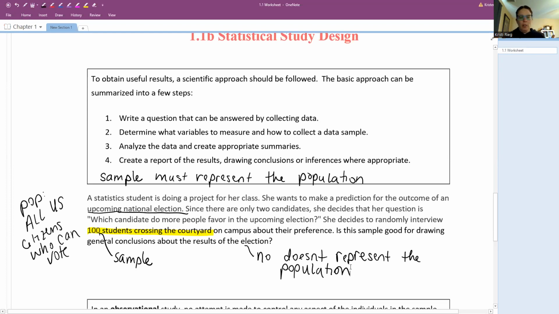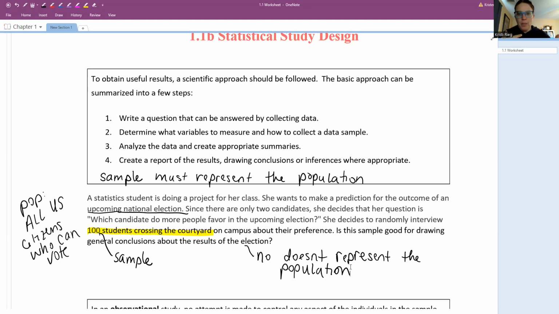Okay, so 100 students crossing the courtyard. Well, we don't know anything about these students. If you're talking about high school students, most of them are not even 18. If you're talking about college students, some of them are not even 18. So not everyone crossing the courtyard can vote. The other issue with this, let's just say that everyone's old enough for whatever reason, these are all 18 and up. The other problem is it's 100 students crossing the courtyard at that time at that school.